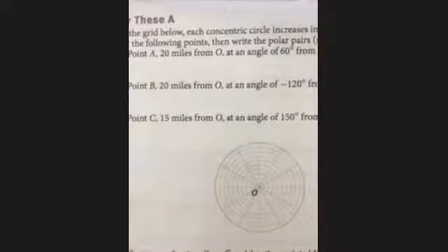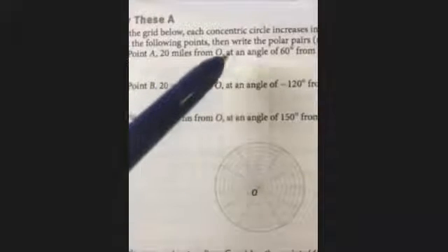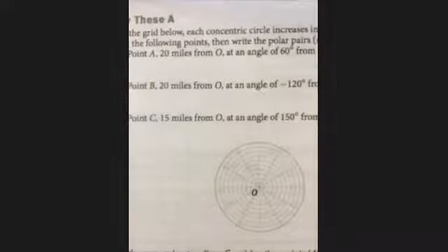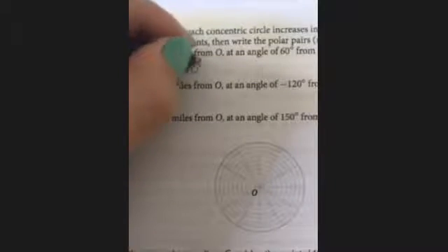And we're going to figure out how to write that coordinate, point A, 20 miles from center O at an angle of 60 degrees. So all we have to do there is write it in that form, r comma theta. So I'm going to have 20 miles at an angle of 60 degrees. Now, how do we plot that?